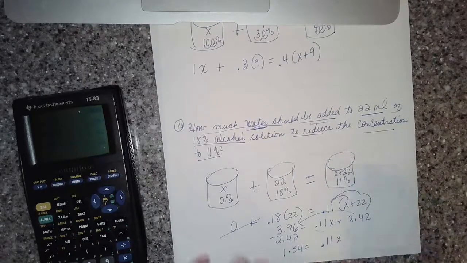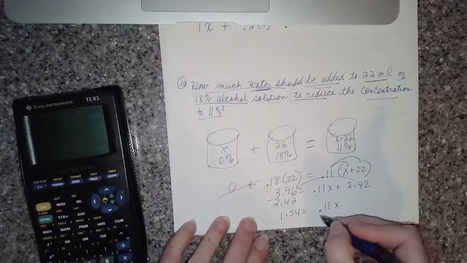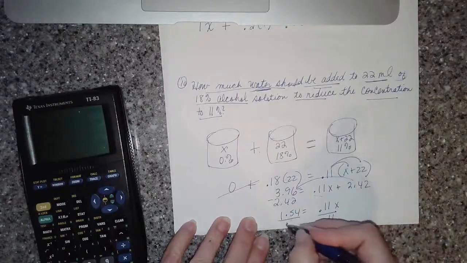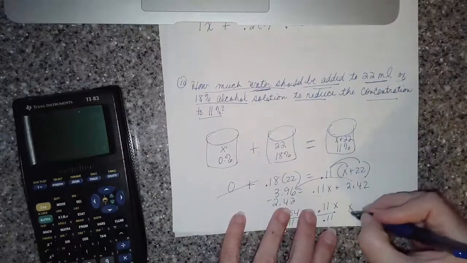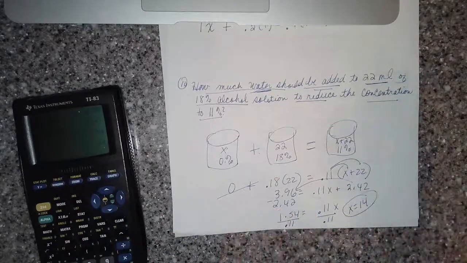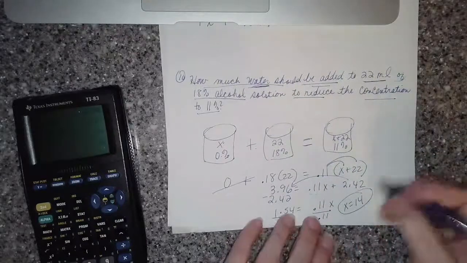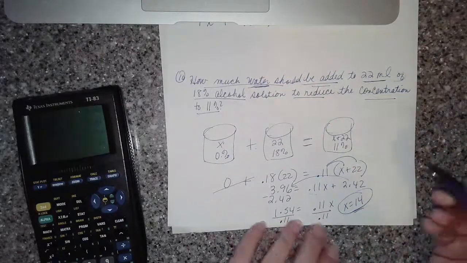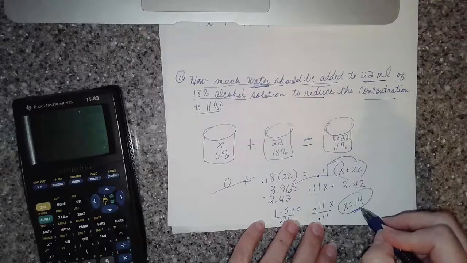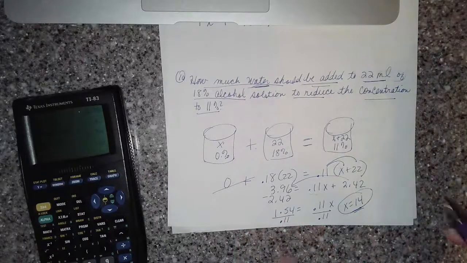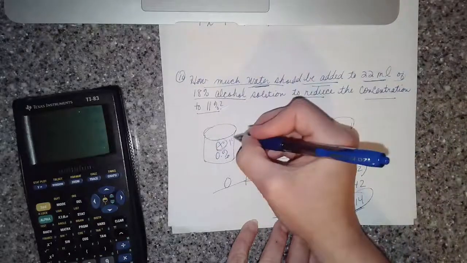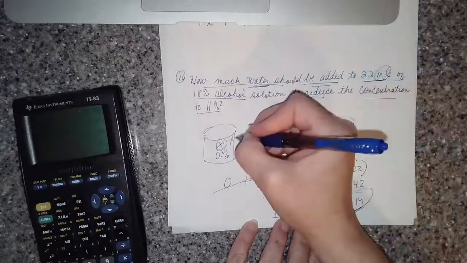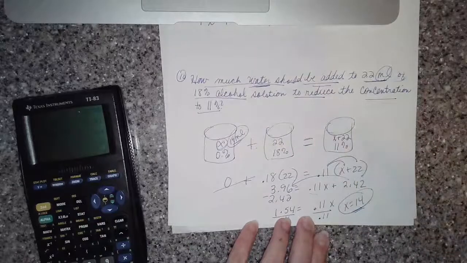It doesn't always have to come out perfectly even, so don't think you're wrong if it doesn't. But I did come out with a nice round number, which makes me feel like maybe that's right. But that's what I need to put right there. I need 14, and it is in milliliters. 14 milliliters of water will reduce that down, or sort of water it down, I guess you might call it, to the right mixture.